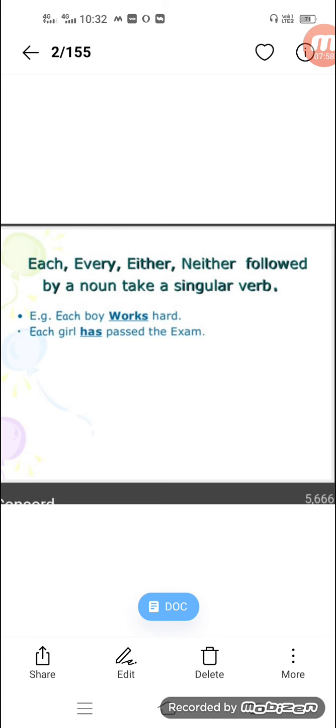Okay, now let us see: each, every, either, neither, followed by a noun, take a singular verb. If you take words like each, every, either, neither, they also should be followed by a singular verb. Each boy works hard. Works is a singular verb, right? Each girl has passed the exam. Here also has is the helping verb.